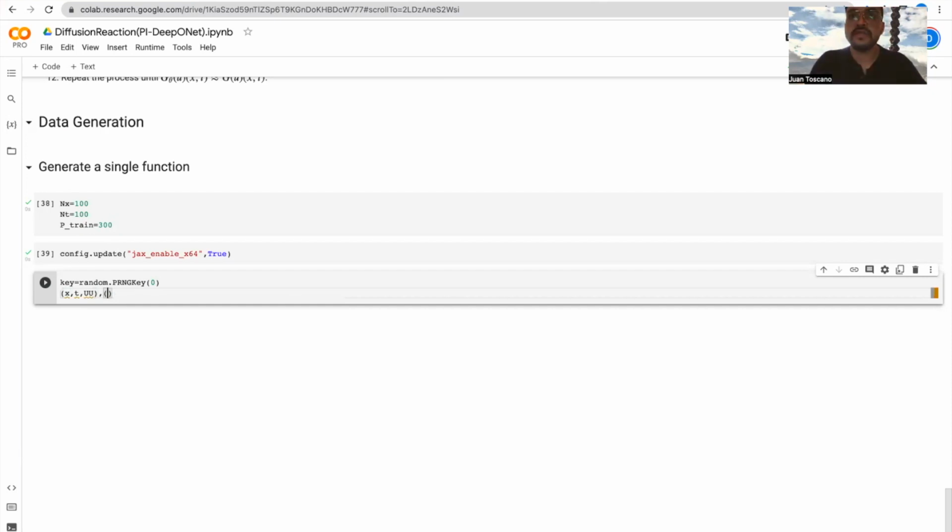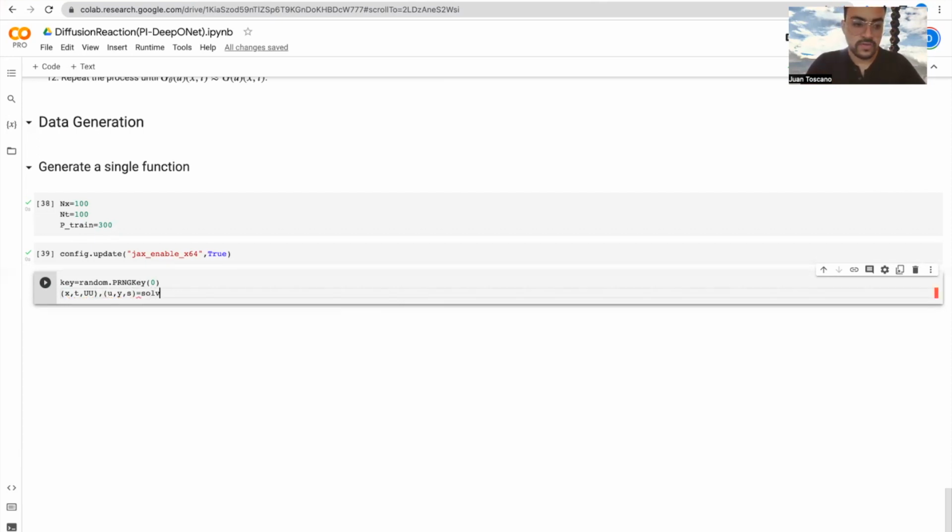Also, it gives us the input function evaluated at the output sensors or the P train points. It gives us the y, which would be the points at which we evaluate our function, and also the solution of our partial differential equation evaluated at those points. So remember, this is a numerical solver for the diffusion reaction system.